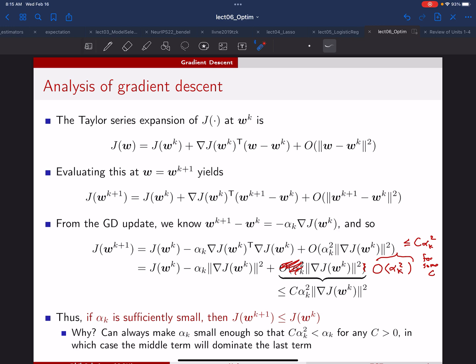So by making alpha k small enough, we can always guarantee that this will overwhelm this. We can do this no matter what that constant c is. I can always find an alpha k. You give me the constant c, I will give you an alpha k that's small enough so that this holds. And then finally, the middle term will dominate the last term, and we find that after taking our descent step, we have decreased our cost, or in the worst case, we have not increased it.